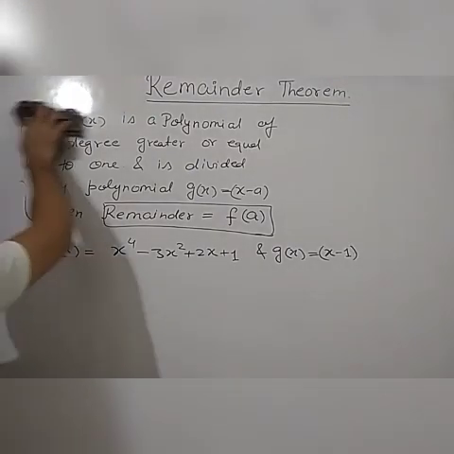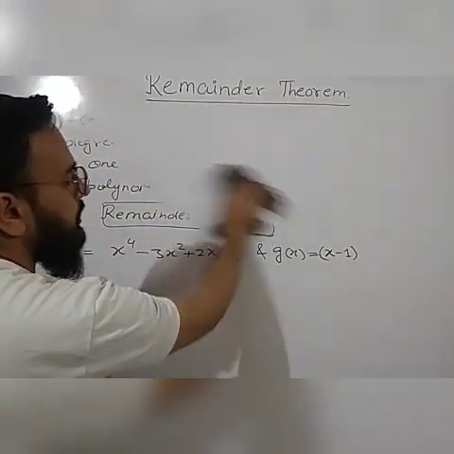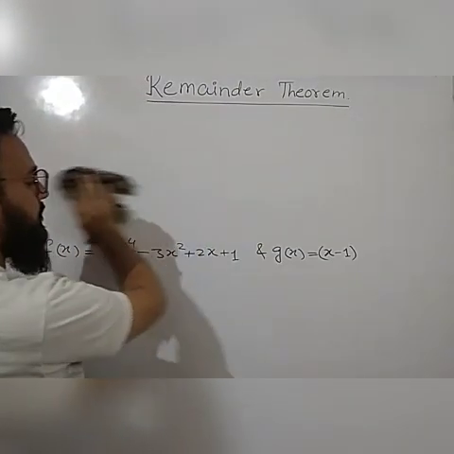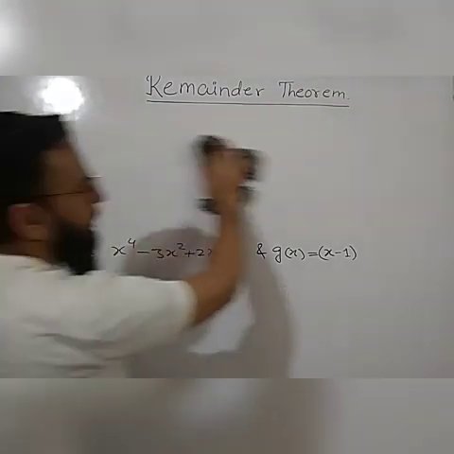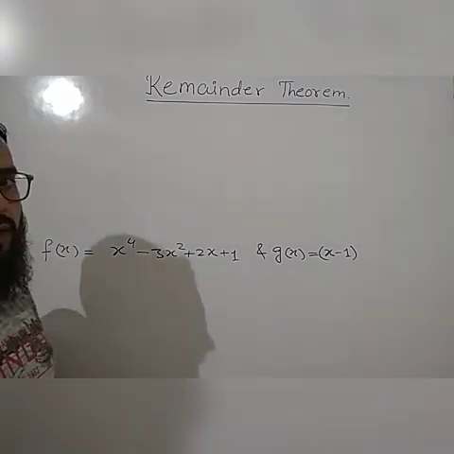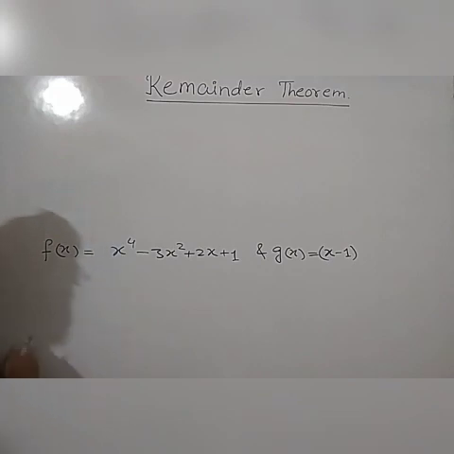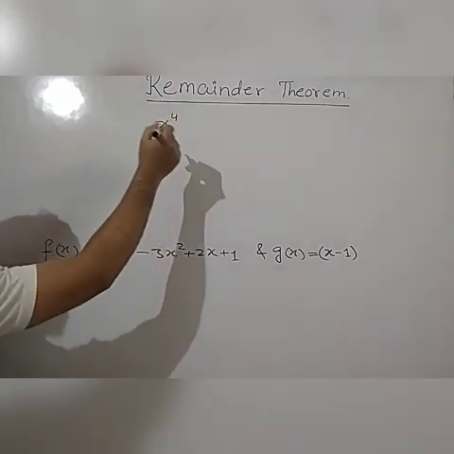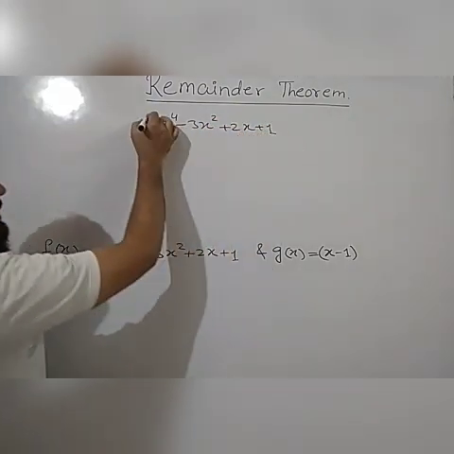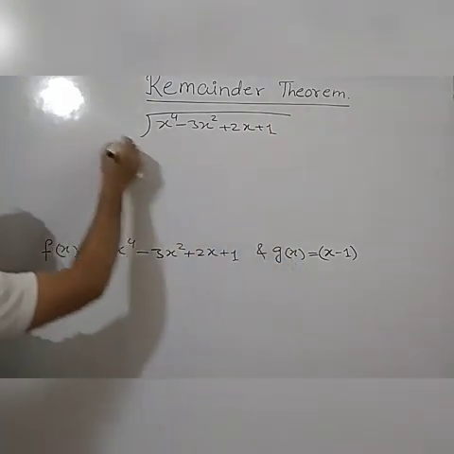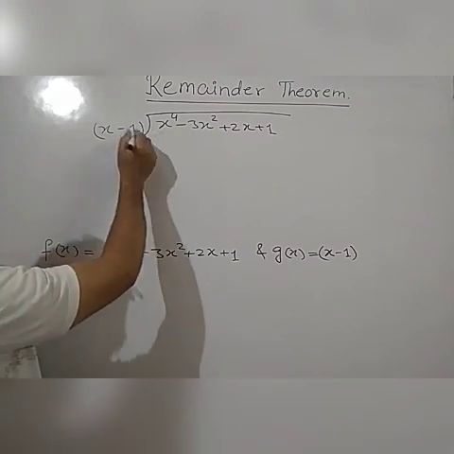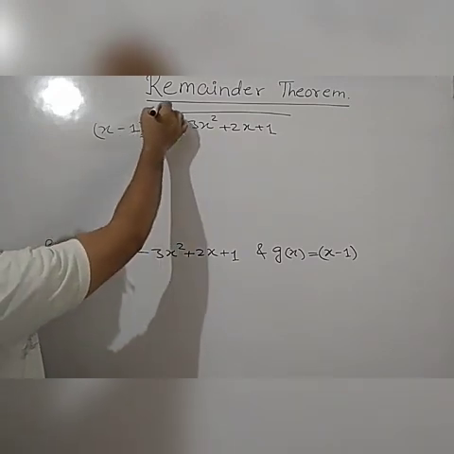First I am going to explain it by the long division method, and then we will see the importance of the remainder theorem, that we can find the remainder without using long division. You all know the long division method of dividing polynomials. So let us divide this polynomial x to the power 4 minus 3x square plus 2x plus 1 by g(x) = x minus 1. When it is divided by x minus 1, first we will take the term x cube.